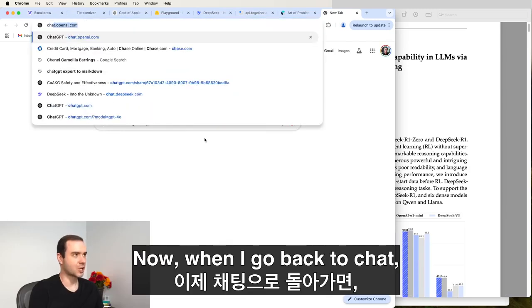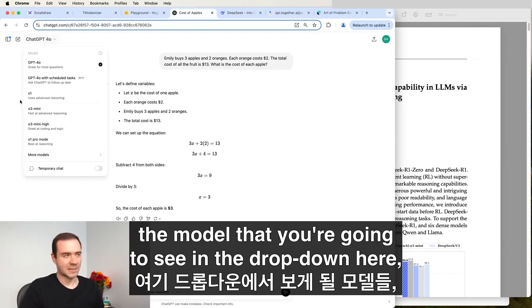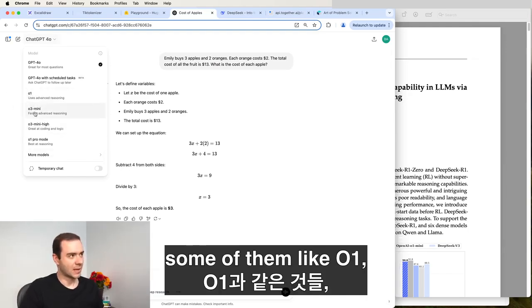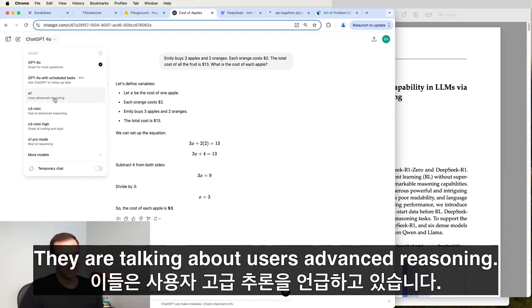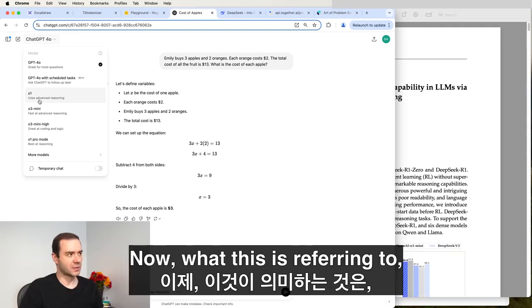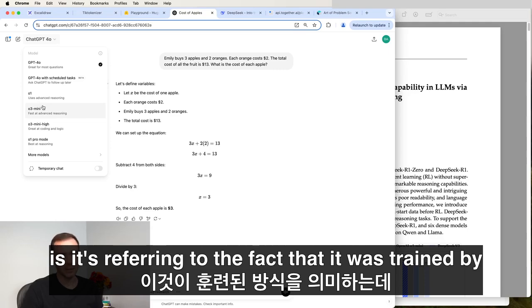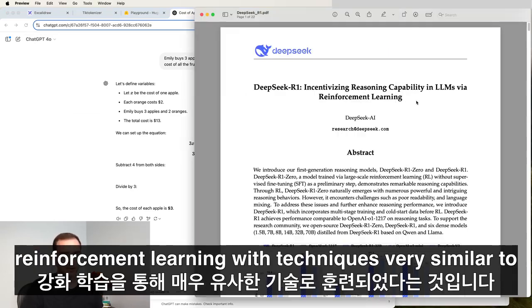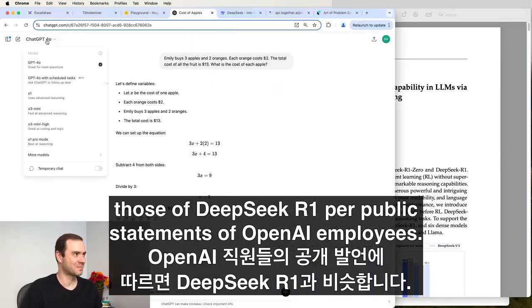Now, when I go back to chat, let me go to chat here. Okay, so the models that you're going to see in the dropdown here, some of them like O1, O3 Mini, O3 Mini High, etc., they are talking about uses advanced reasoning. Now, what this is referring to is the fact that it was trained by reinforcement learning with techniques very similar to those of DeepSeek R1, per public statements of OpenAI employees.